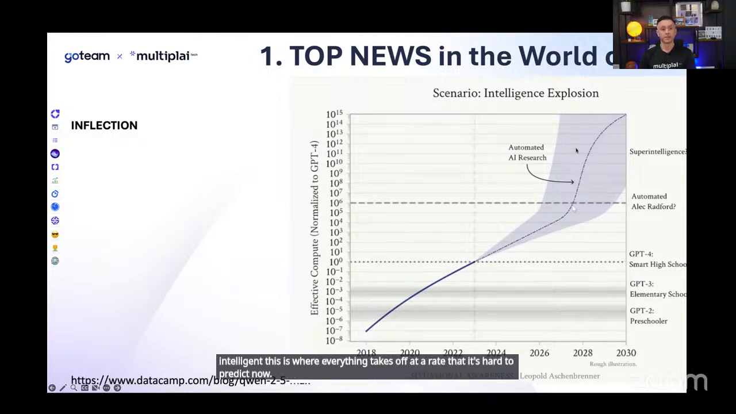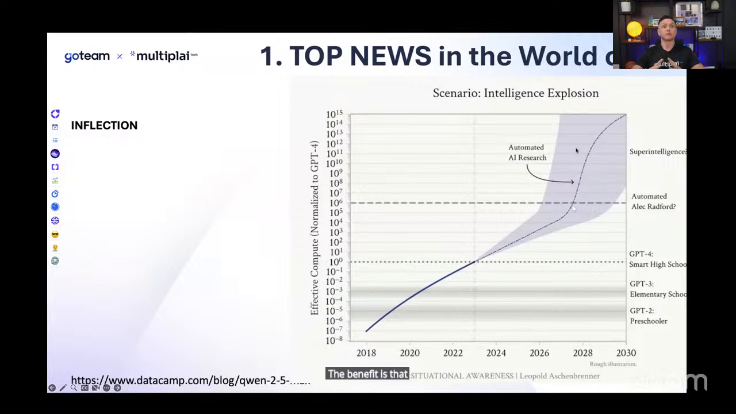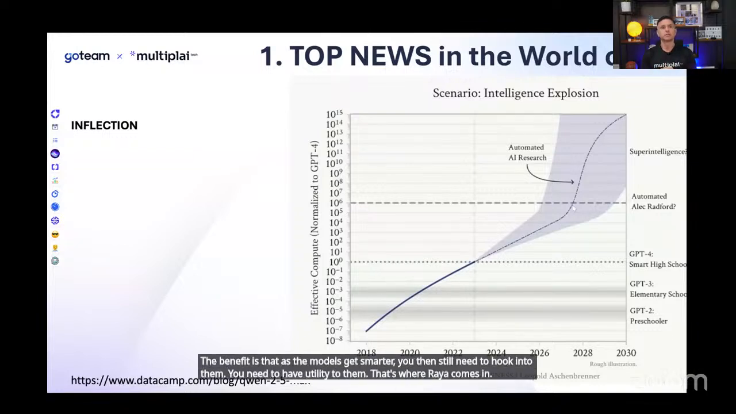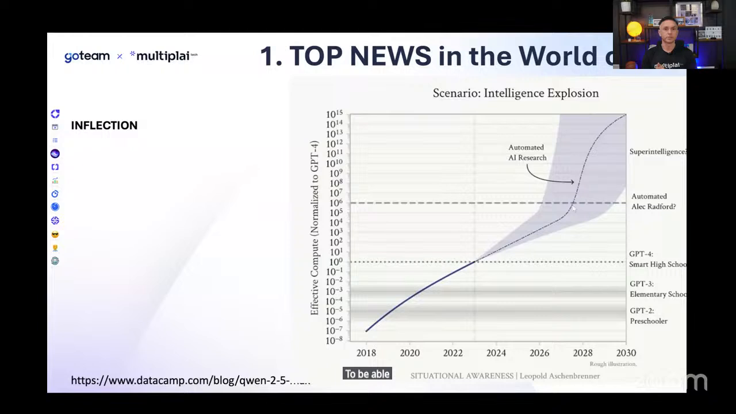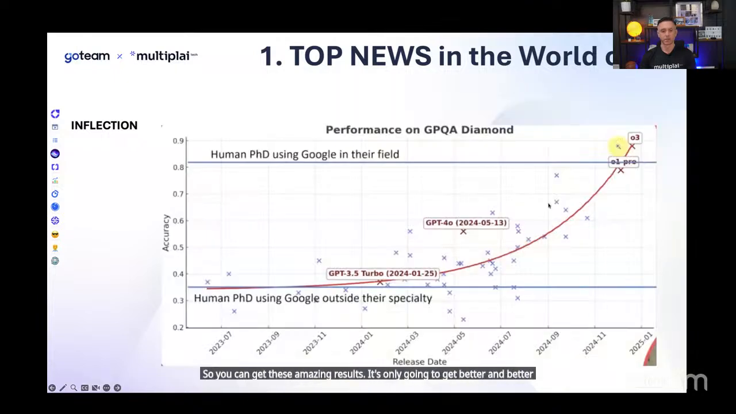The benefit is that, as the models get smarter, you still need to hook into them. You need to have utility to them. That's where Raya comes in, to be able to choose the models that you want to interact with so you can get these amazing results. It's only going to get better and better and better, which is an exciting time.